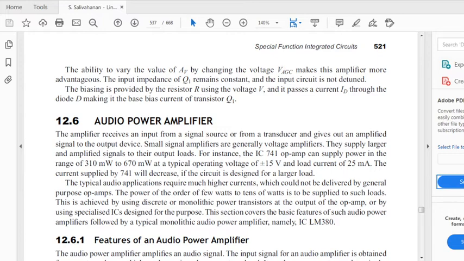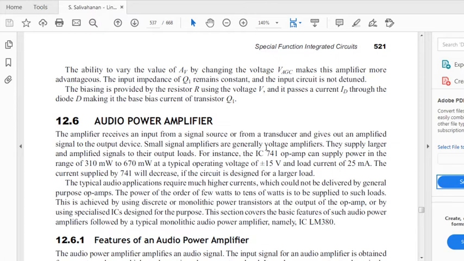Okay, so the audio power amplifier, as the name implies, is a kind of power amplifier. In general, what you call an amplifier is the one that is used to raise the signal strength. You have classifications that depend upon the output voltage requirement.